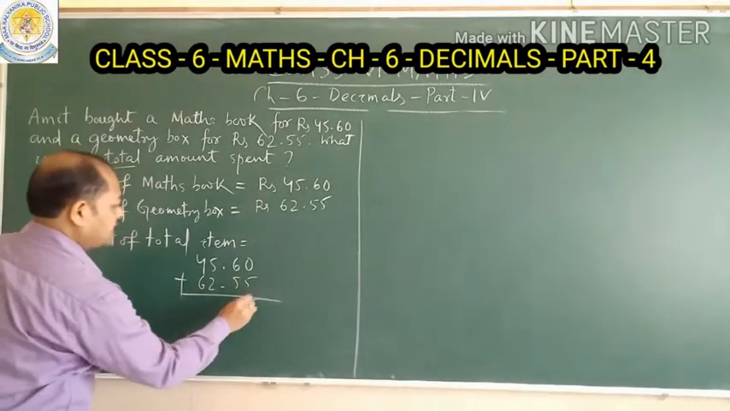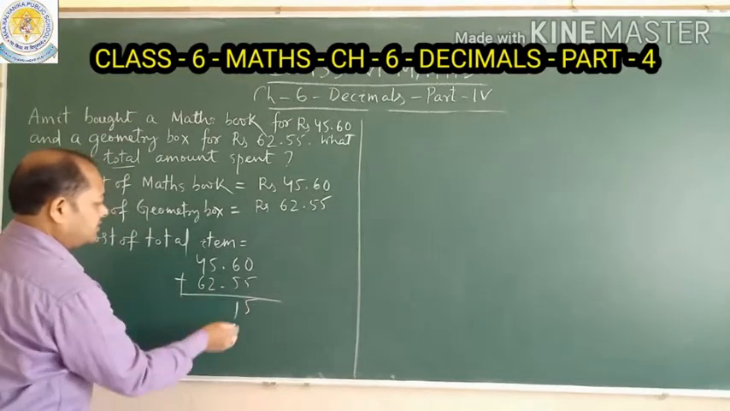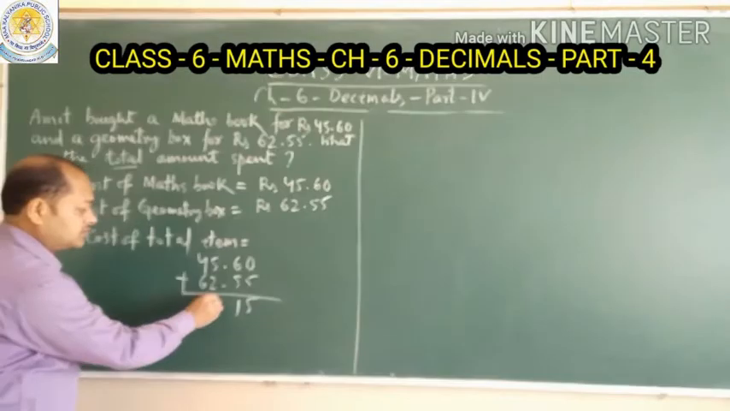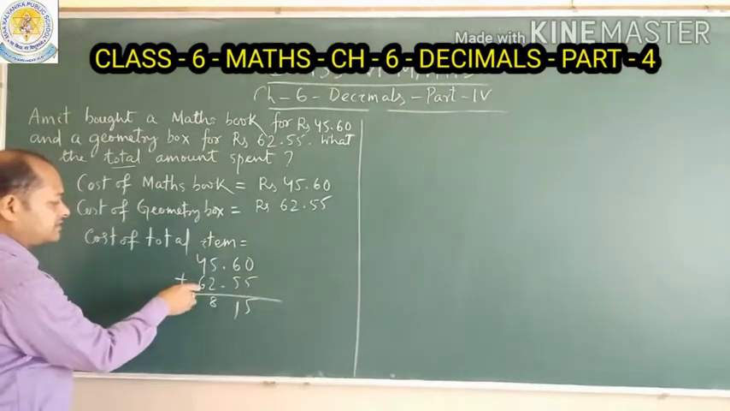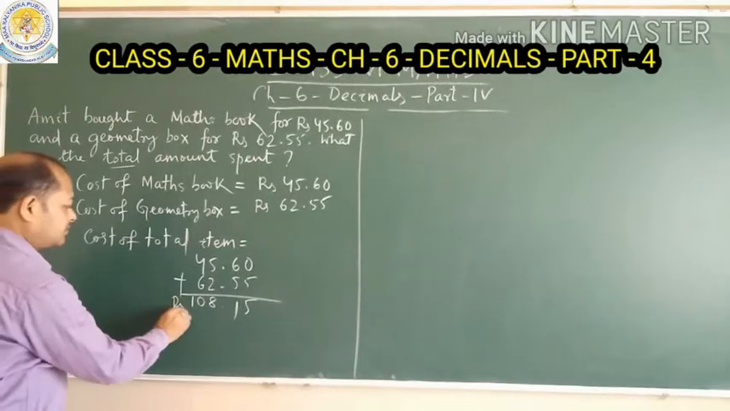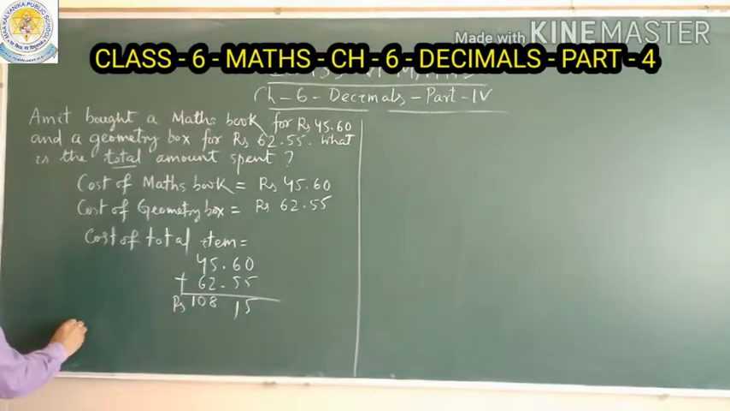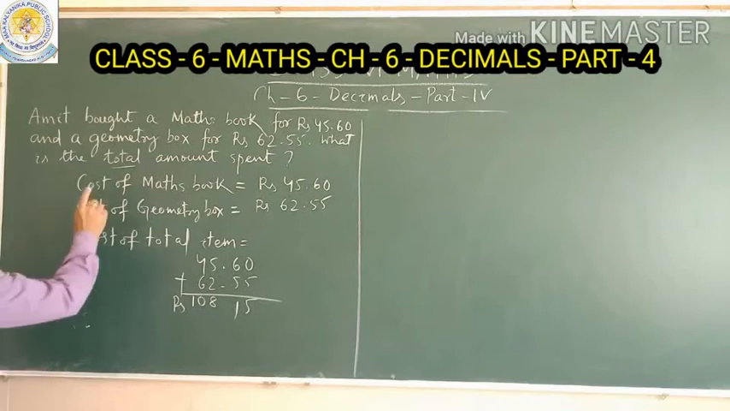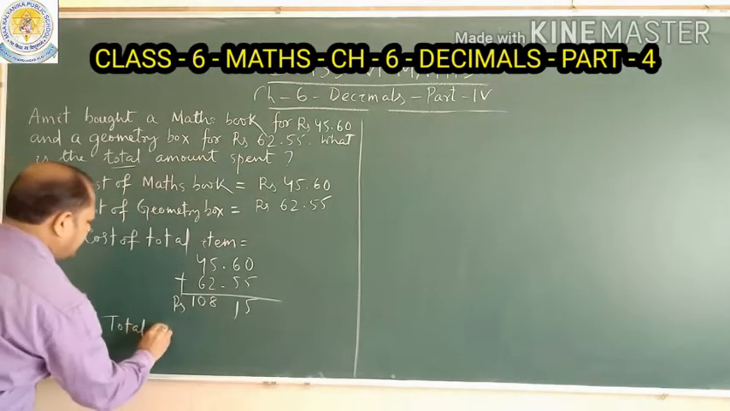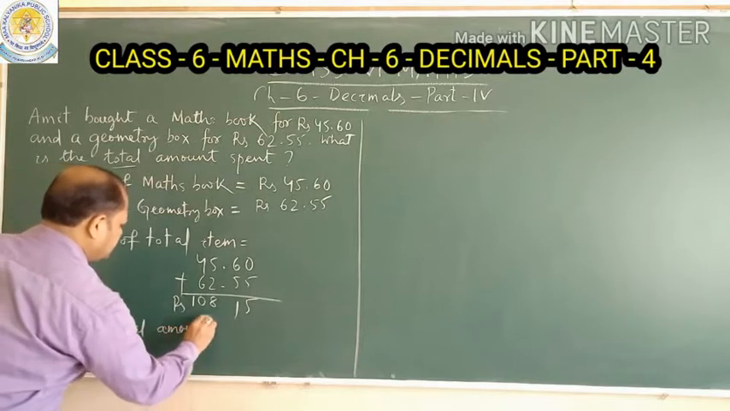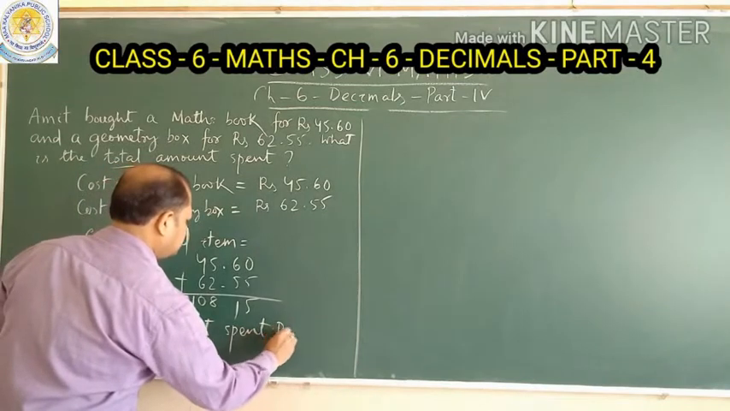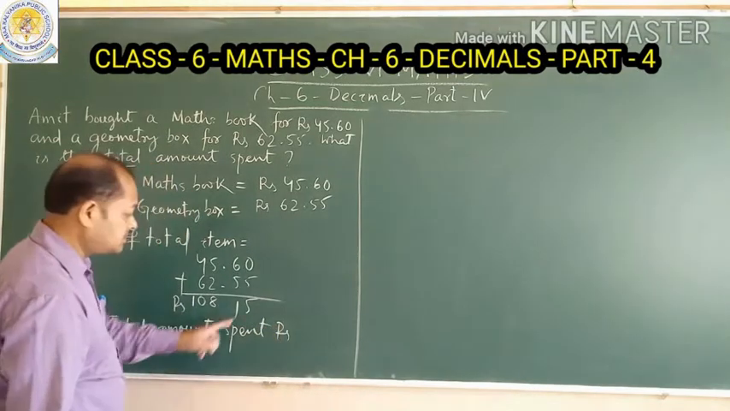So here, 5 plus 6 is 11, 1 carry. Then 5 plus 1 is 6, 6 plus 2 is 8, and 4 plus 6 is 10. So 108 rupees 15 paise. Write the unit, rupees. So write down: therefore, the total amount spent is equal to 108 rupees 15 paise.